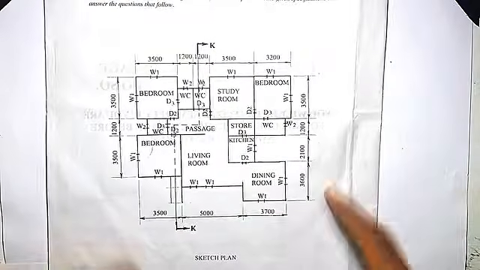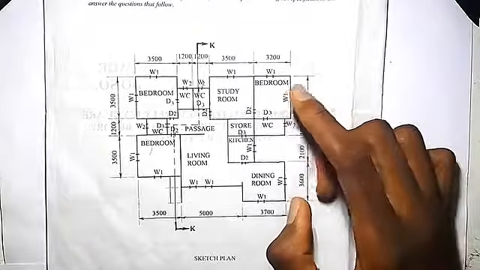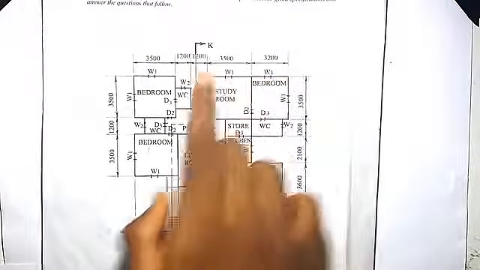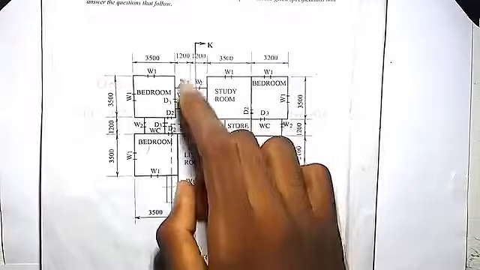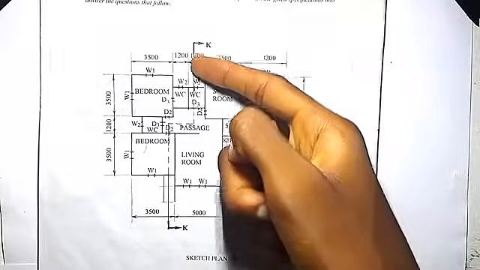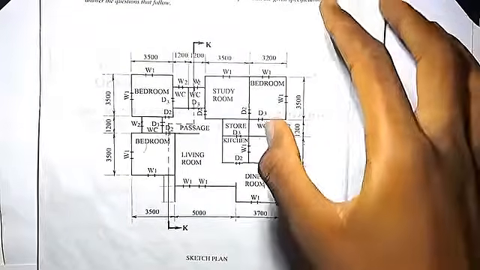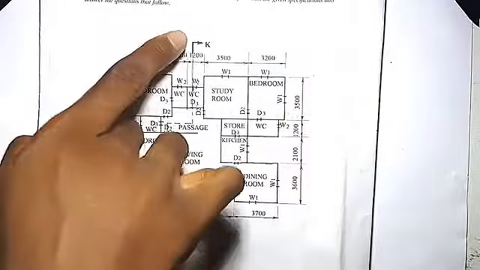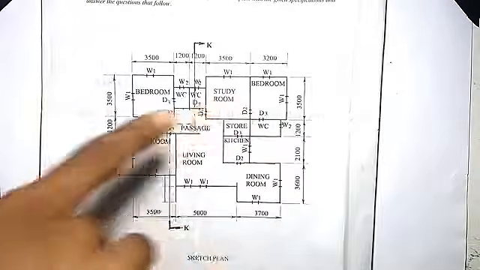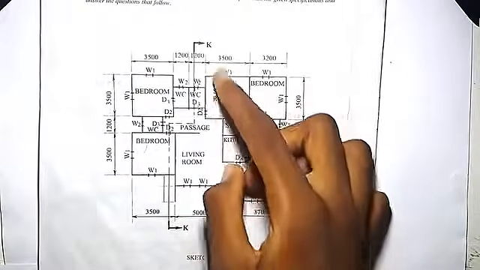The section. So now take note, whenever you want to section a building or whenever you see a building that you're asked to section, you always have this arrow pointing to one direction. So this arrow is pointing towards the right, telling us that the part we are going to section and draw is this part where the arrow is looking towards.